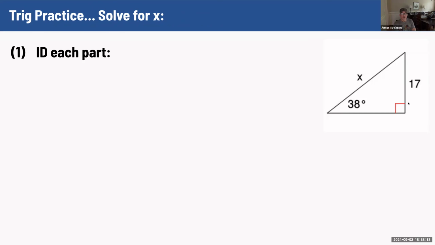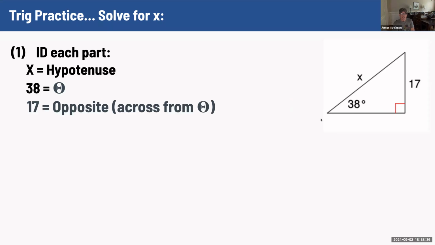So when we solve this, if we got a triangle, and again, we know an angle and we know a side, and we're trying to find the other side. We're going to work through these as examples, and I'm going to ask you to do some of your own. Again, I'm probably going to move through these quickly, pause and stop if you need to. So X is the hypotenuse because it's across from the right angle. 38 is my theta because that's the angle. And 17 is opposite because it's across from the 38. Remember, that's always defined by the angle that we've got there.